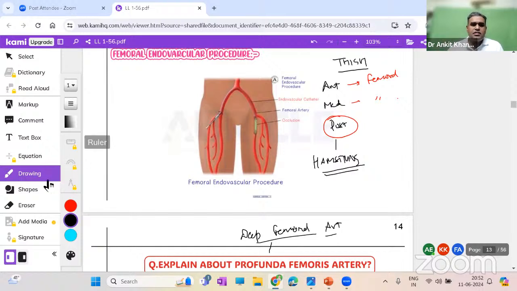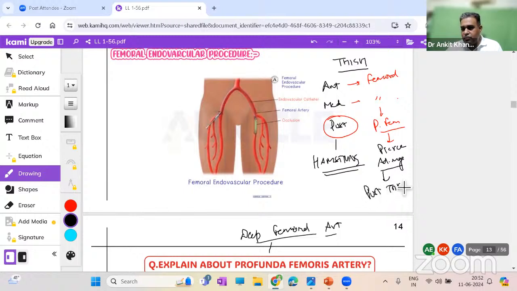So what happens is, listen carefully, this femoral artery is going to give off the profunda femoris artery. And then this profunda femoris artery is going to pierce or perforate the adductor magnus muscle, and it reaches where? The posterior compartment of the thigh. So these perforating branches of the profunda femoris are the ones which are going to supply the posterior compartment of the thigh. I hope you got the point. The point is this over here.